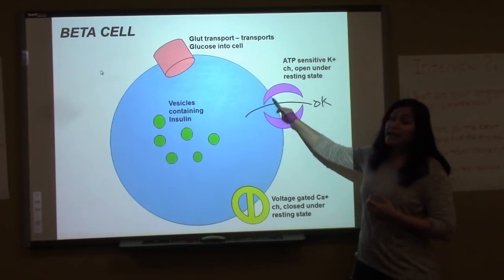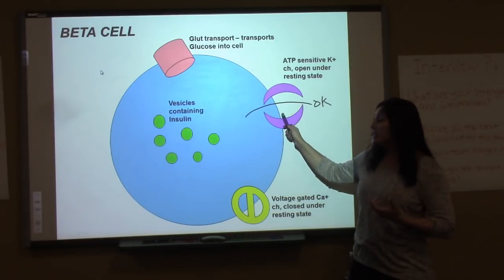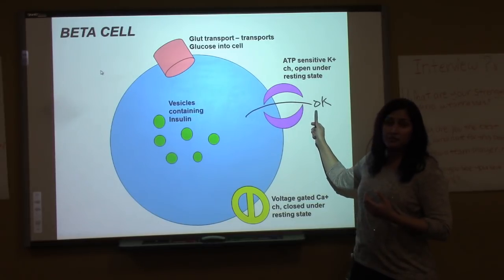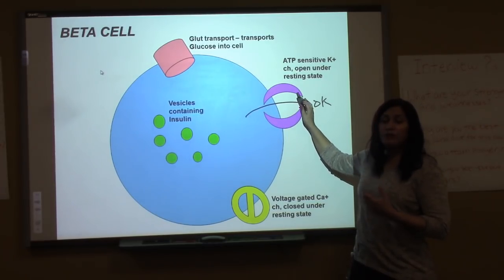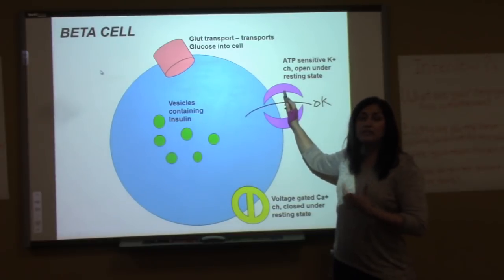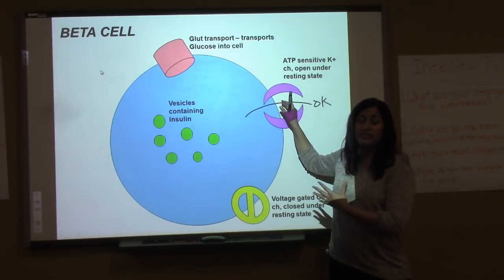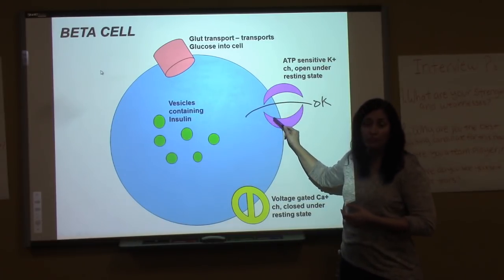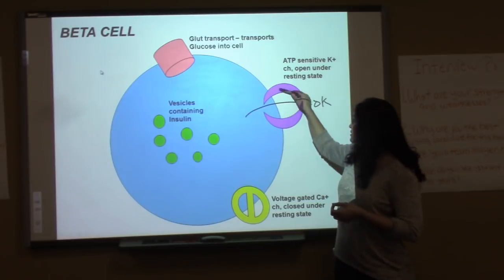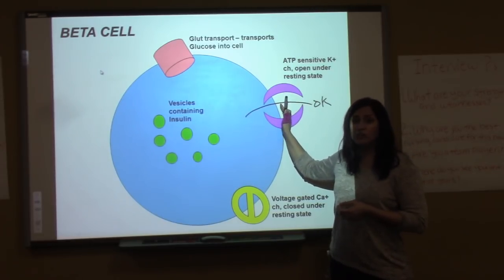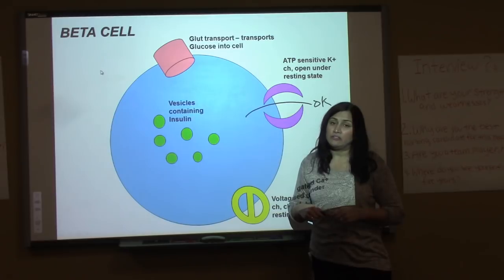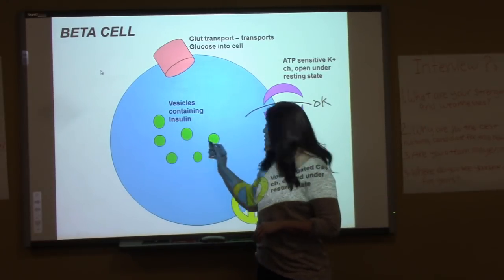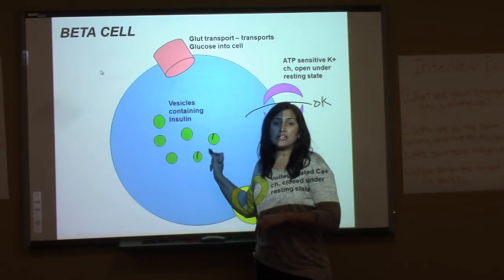I forgot to say, this is the ATP-sensitive potassium channel. As I said, during rest, this channel is open, allowing potassium to leave. But why do you call it ATP-sensitive? Because the state of the channel is dependent on the levels of ATP. When you have low levels of ATP, this channel is open. When you have high levels of ATP, this channel closes. And when this channel closes, potassium will no longer be able to leave the cell. Okay? And the beta cell actually contains vesicles, and these vesicles contain the hormone insulin.